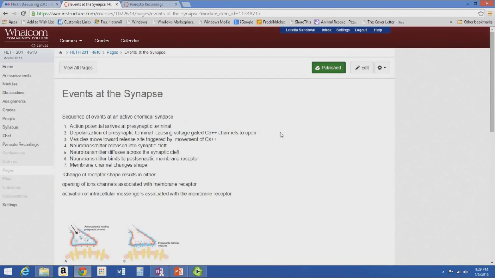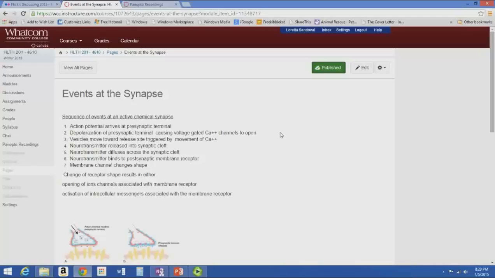Okay, so in the last section, we talked about the events at the synapse. I'm going to review them because they're important. So that's those 7 steps listed on page 49 of the book, or right here in front of us. The sequence of events. Number 1, action potential arrives at the presynaptic terminal.